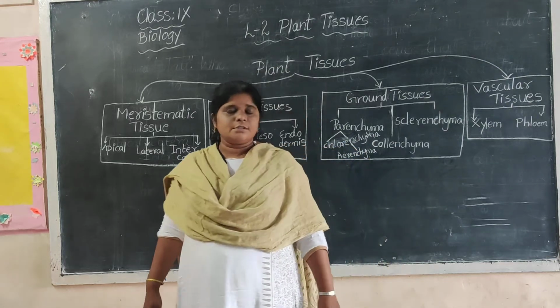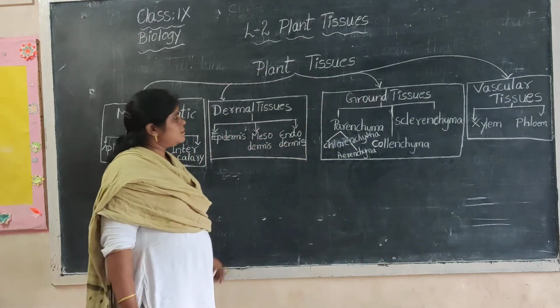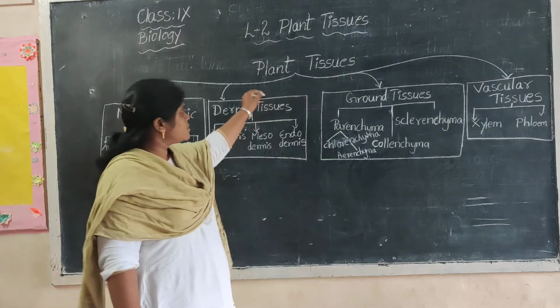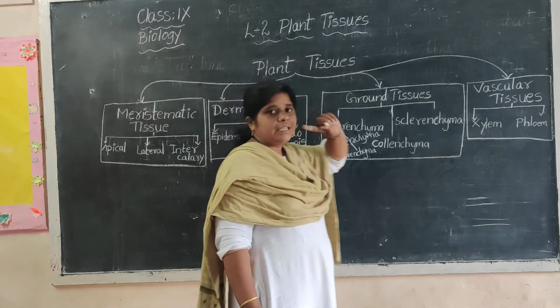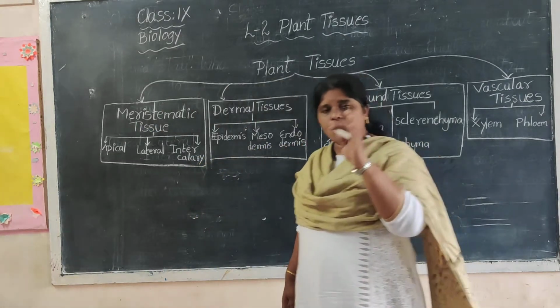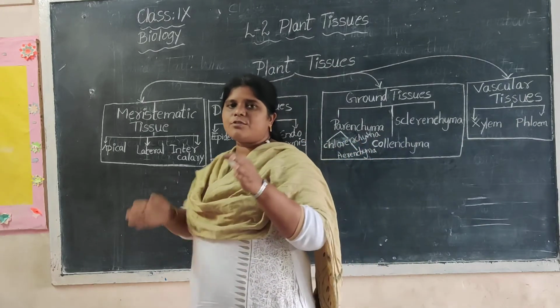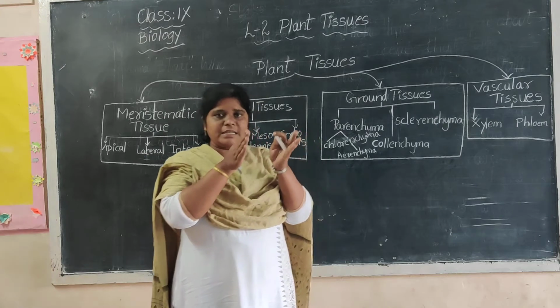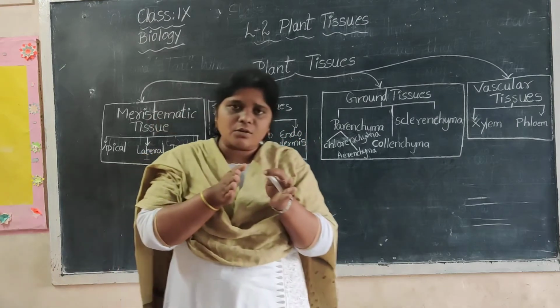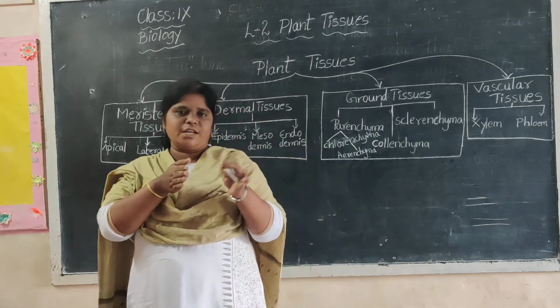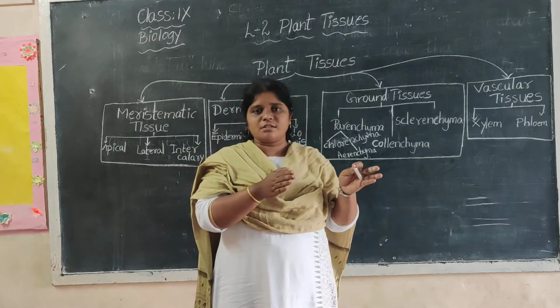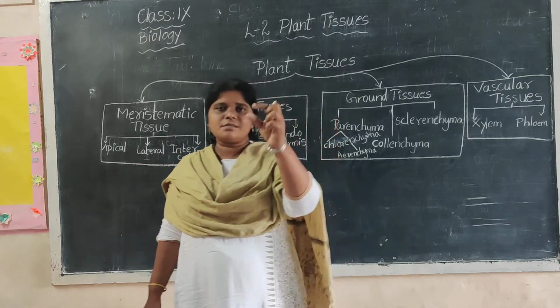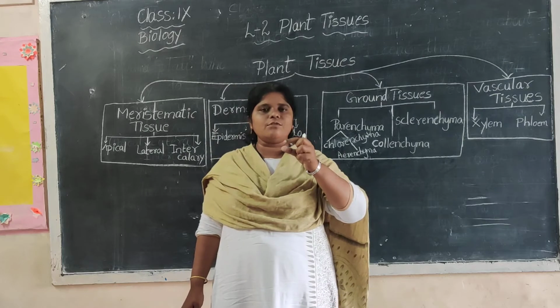Now, in the continuation classes, we have been discussing plant tissues. In that class, I have discussed how the tissues are formed. First of all, in the first lesson, we have seen that cells are organized, and every multicellular or unicellular organism, whatever the organism is, is made up of a cell. So, cell is the basic unit of life.